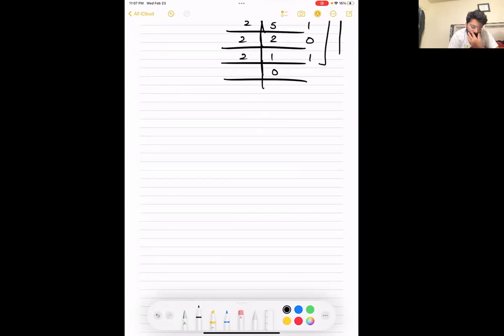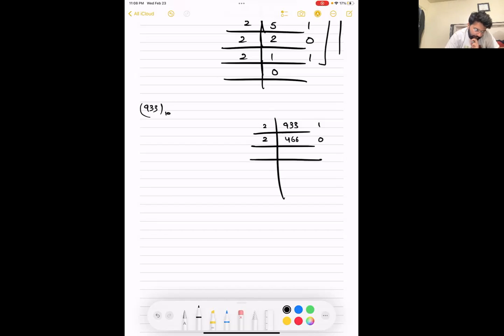Okay, the next problem is 933 in decimal. Let's do it again. 933 is an odd number, so 1. Divided by 2 gives us 466.5. I'm going to just write 466. Divide by 2 again. 466 is an even number, so divide that, it becomes 233, which is an odd number.